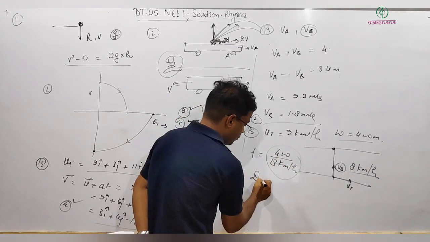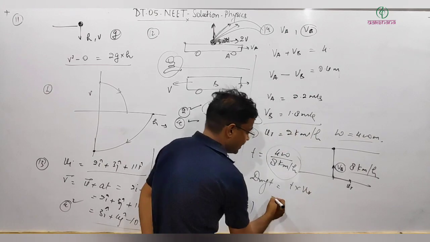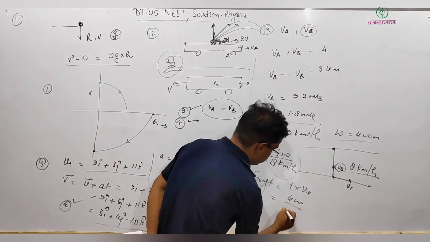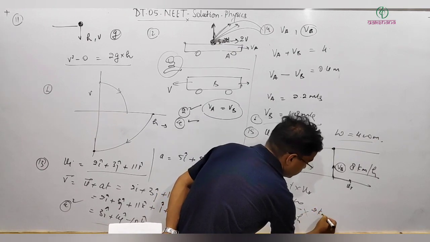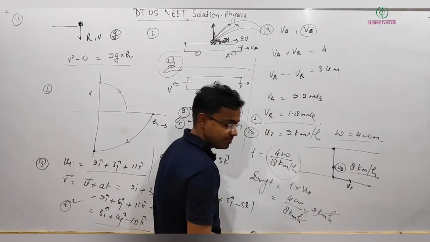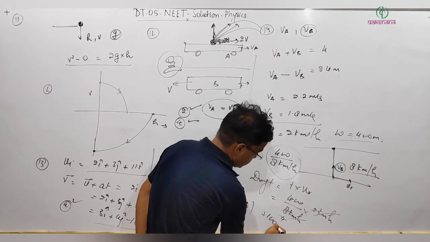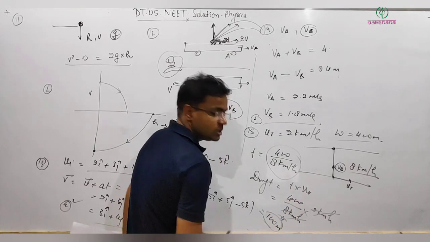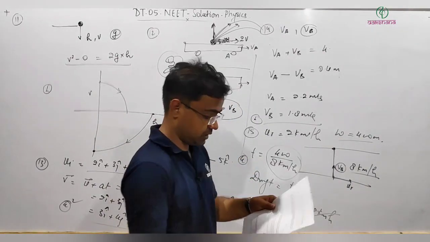Then drift is equal to time multiplied by u_R, which is 4 meter divided by 8 kilometer per hour multiplied by 2 kilometer per hour. The kilometer per hour simply cancels. This is 4 and this comes out to be 100 meter. So this is the drift, and that matches with option number 4. That is question number 15.